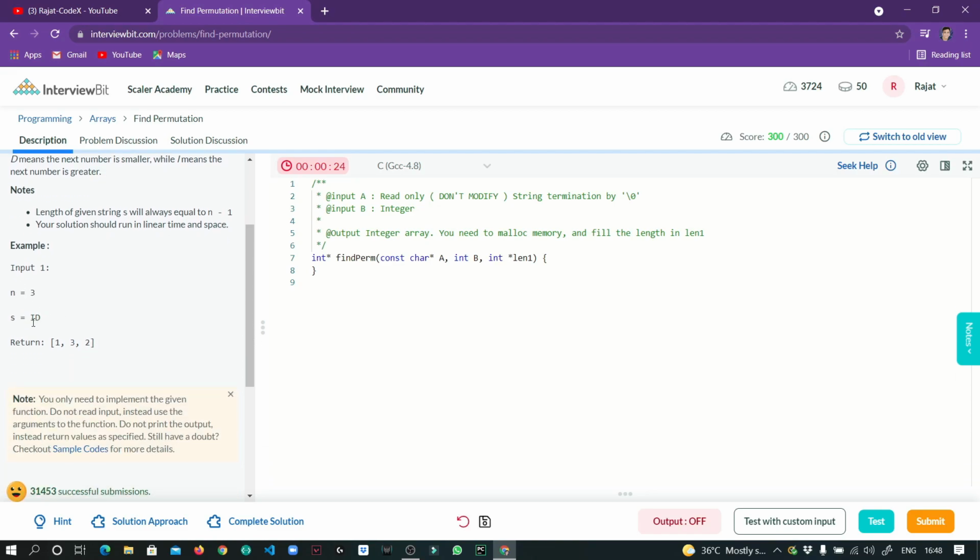For n equal to 3 and s equal to ID, the next number should be increasing, and after that the next number should be decreasing. Cool. So this is how we'll be approaching this question.